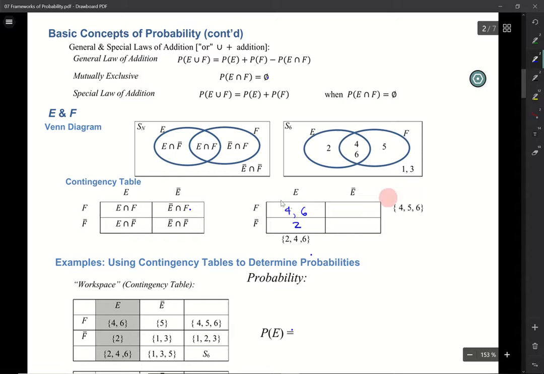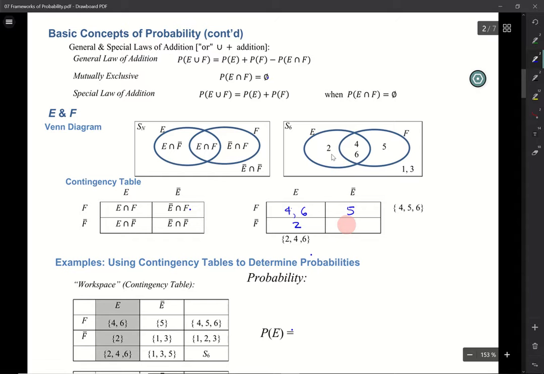Okay. So then we got E. Now we have F, and so for F we already have the intersection, and this 5 is in F but not in E. So that will be 5.